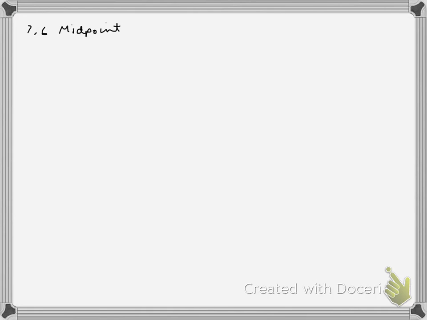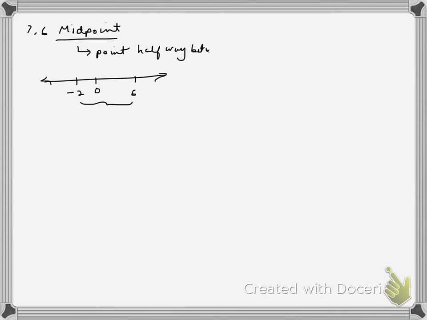Now 7.6 is how do I find the midpoint of a line? Well, what is the midpoint? It is the point halfway between. Well, let me ask you how you would find it on a number line. Let's say here's 0, and this is -2, and this is +6. What would be the midpoint? Well, I would take the distance. What is the distance? 8. And I would divide it by 2 to go halfway, and that would be 4.